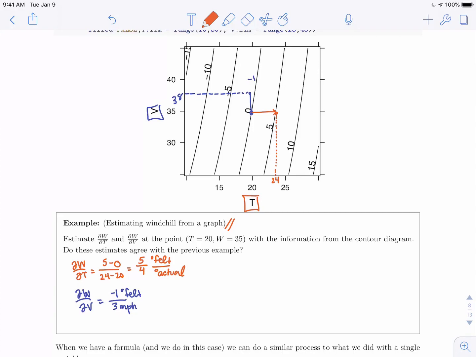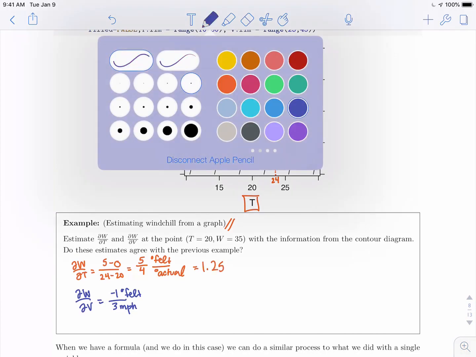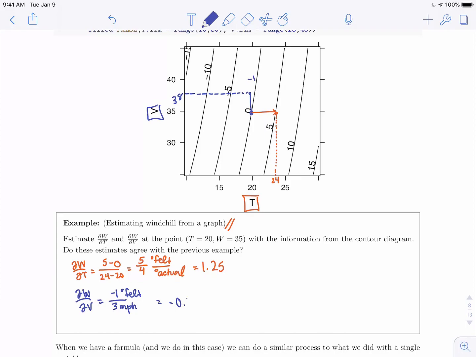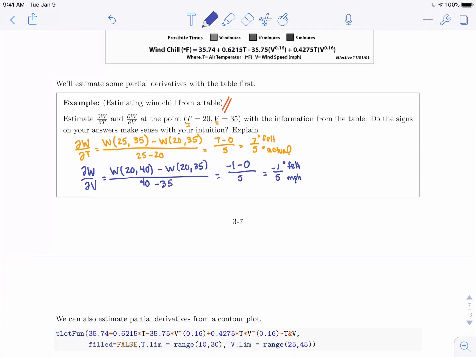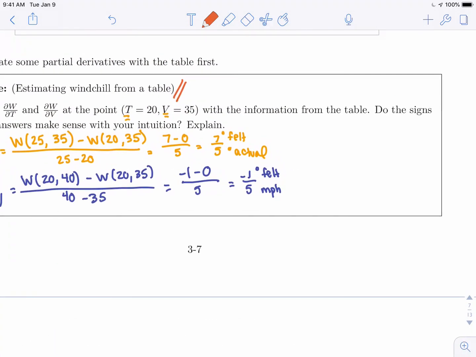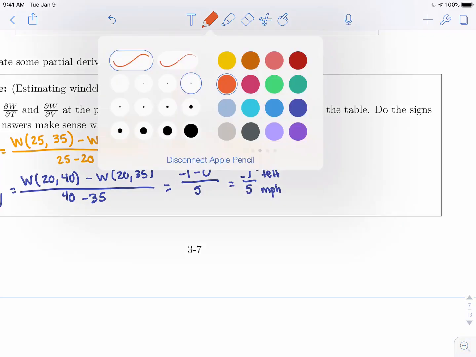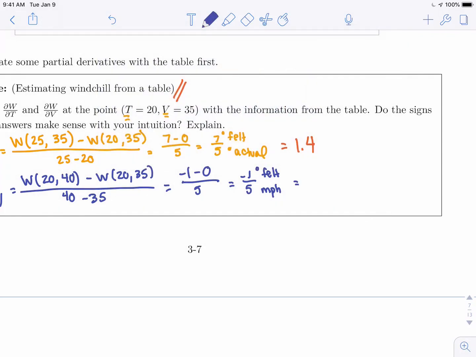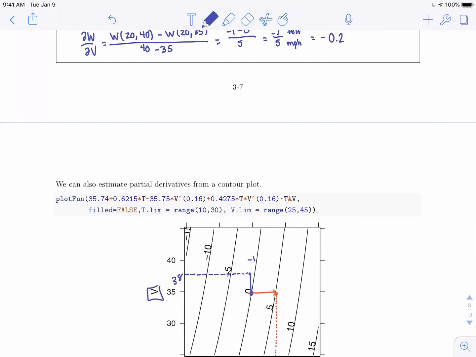Excellent. So now we have these two guesses. This is going to be about 1.25. This is going to be about negative 0.33. And I think 7/5 is going to be 1.4. And here we're looking at negative 0.2. So we have a couple of different estimates.